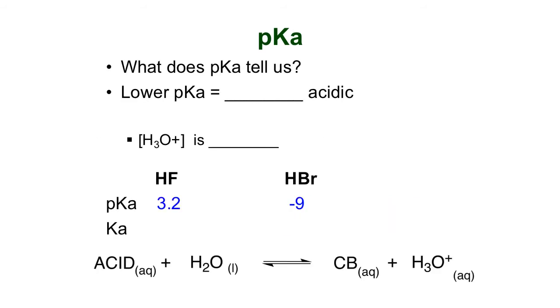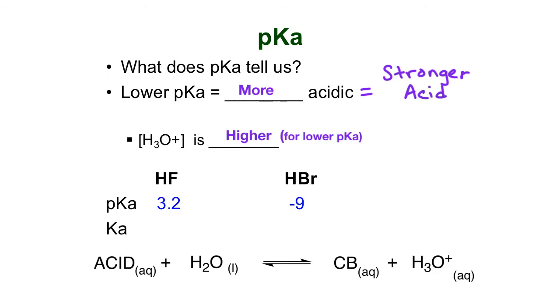So what information can we get from the pKa? First of all, we know that a lower pKa means that it's actually more acidic. Remember, HCl was negative. That's a really strong acid, right? So low pKa's are strong acids and high pKa's are weak acids. So a lower pKa makes a stronger acid. This also means that the H3O+ concentration should be high if you have a strong acid. So there should be a lot of products, H3O+, if you have a strong acid, which is a low pKa.